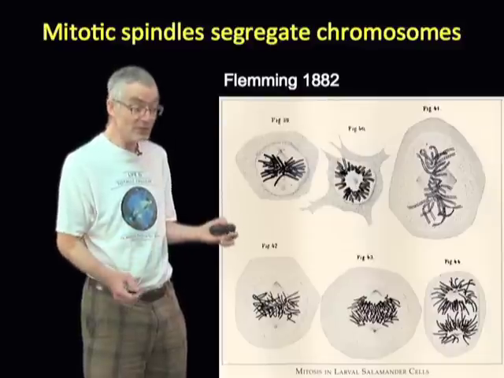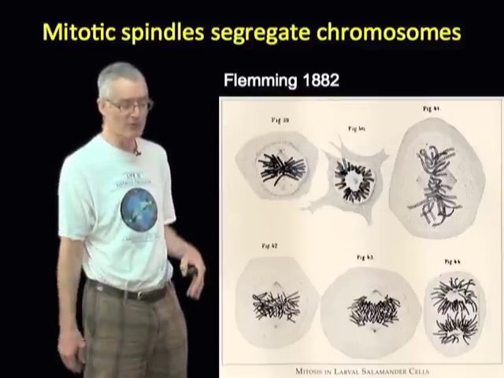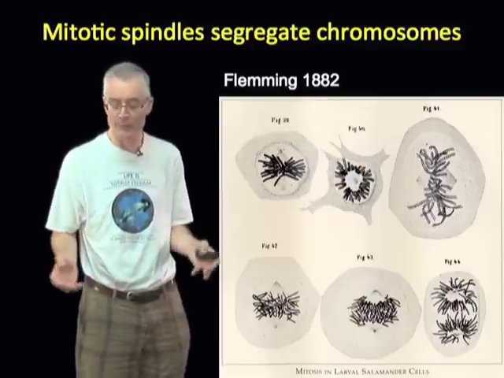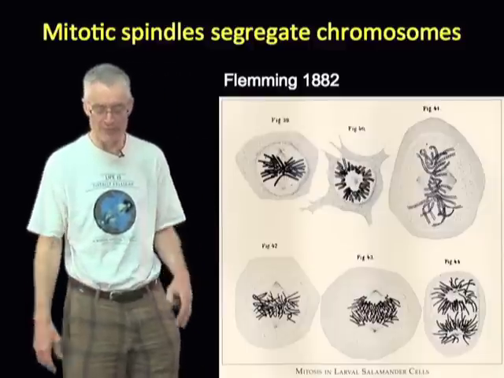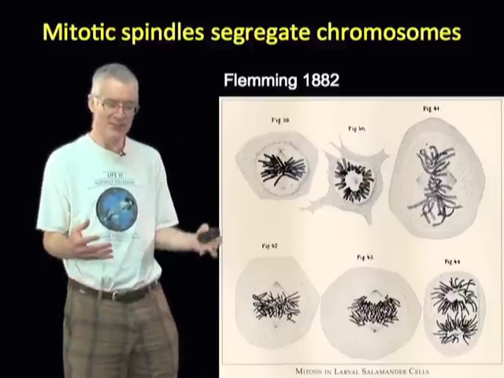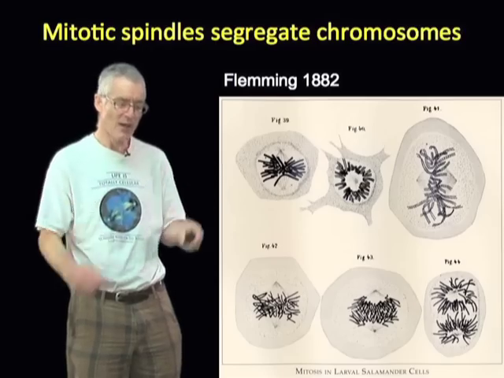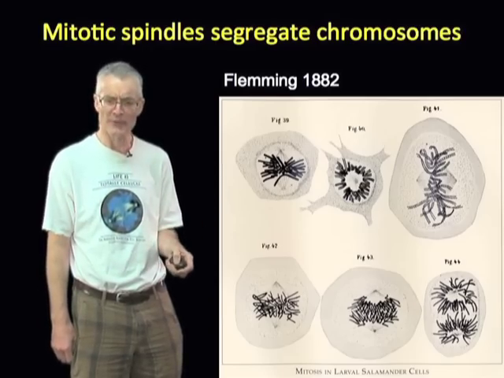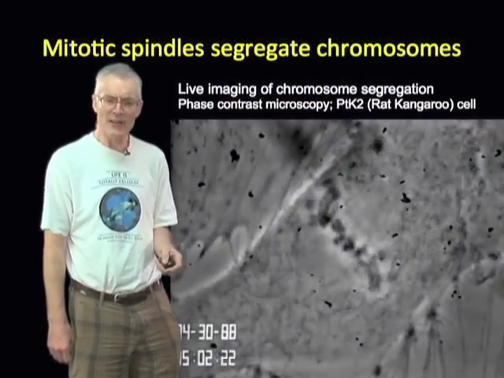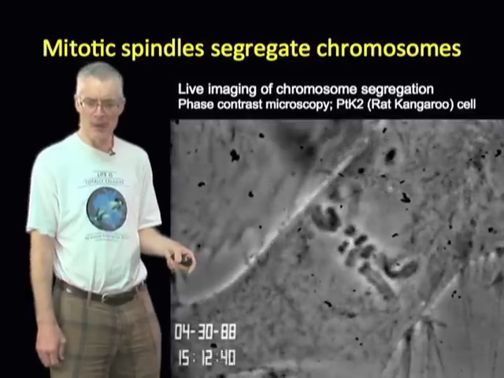What Fleming, of course, didn't know is why it is so important to split the chromosomes in two. Now we know that's where the DNA is. It's important that every cell in our body gets an identical copy of the genome. So the mitotic spindle has to very precisely split the chromosomes in two. Here's a slightly more updated view of this.